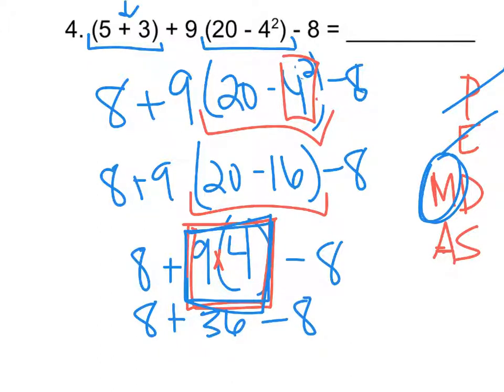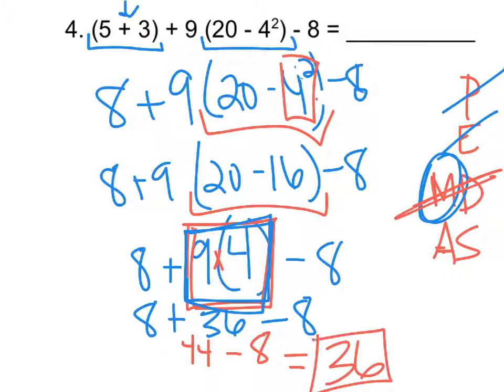Now I need to think, any multiplication or division left? No. So I'm on to addition and subtraction, working my way from left to right. 36 plus 8 is going to be 44. And then I subtract 8, and that's going to get me right back to 36. So my final answer for number 4 should be 36.